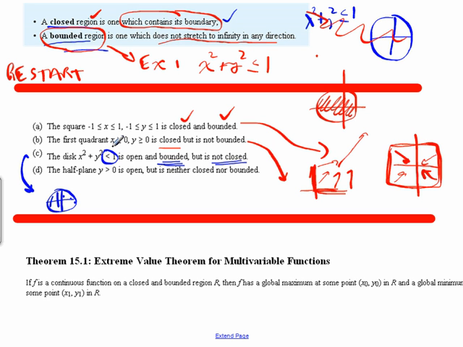You get the idea. The reason why we're talking about this is because it opens up an important theorem, which is called the extreme value theorem. It says if f is a continuous function on a closed and bounded region, then f has a global maximum at some point and a global minimum at some point.